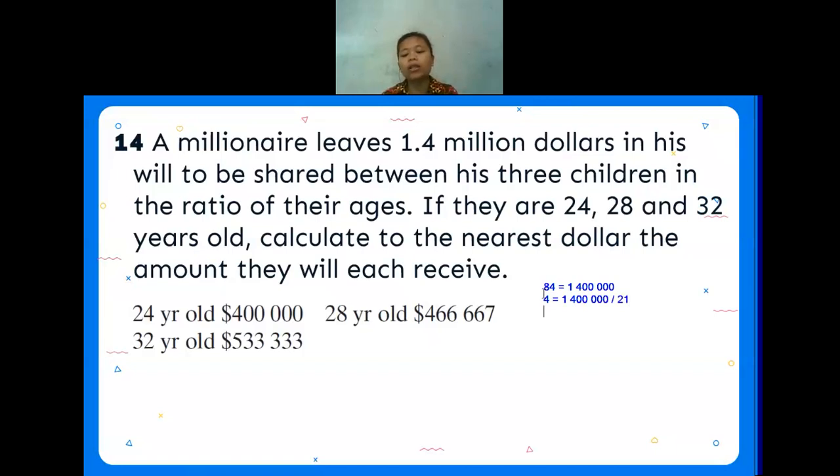Later for the 24, from 4 to 24 we need to multiply it by 6. So for 1.4 million over 21, you just multiply it by 6 like this, and then you can use your calculator. For the 28, from 4 to 28, you need to multiply it by 7. For the 32, from 4 to 32, you need to multiply it by 8. So you multiply 1.4 million over 21 by 8.